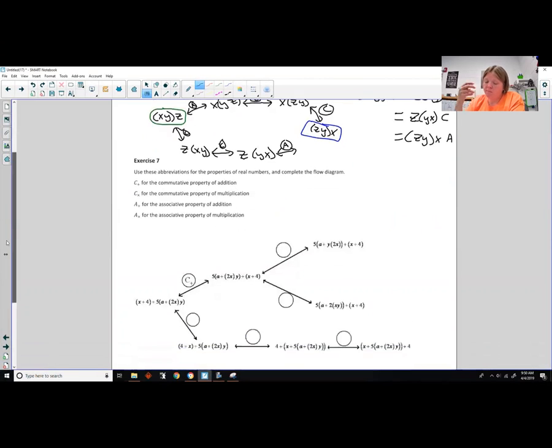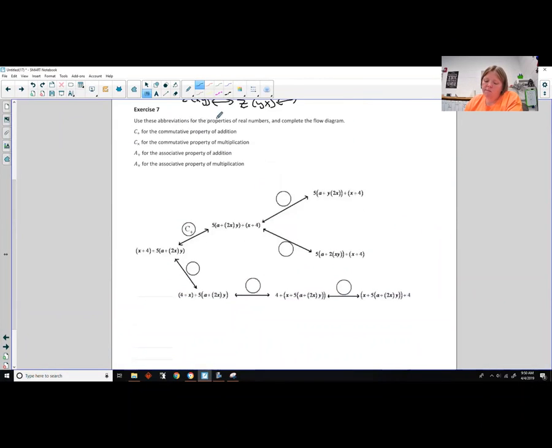Okay, exercise 7 says, use these abbreviations for the properties of real numbers and complete the flow diagram. C with a plus for commutative property of addition, C with an X for commutative property of multiplication, A sub plus and A sub X. Okay, so we have X plus 4 plus 5 times A plus 2XY, and then we look over here and what happened? Well, this 5 and all this moved out in front, and the X plus 4 moved out back here, so that's the commutative property of addition. We rearranged addition. Order of addition did not change.